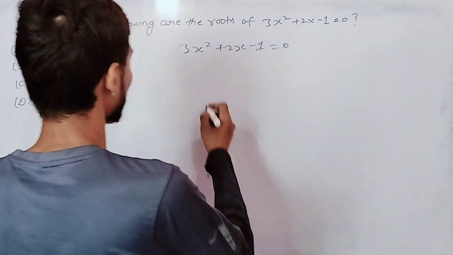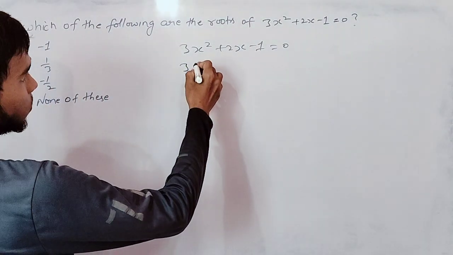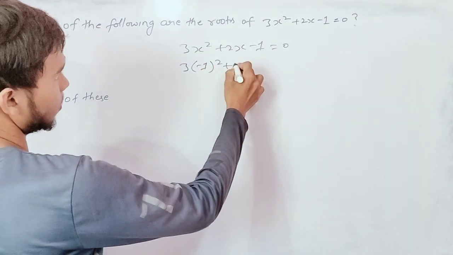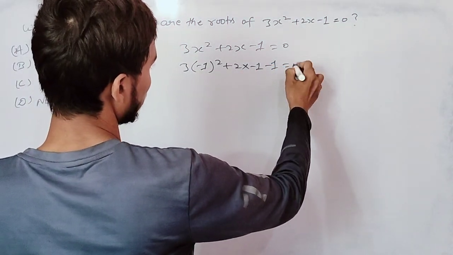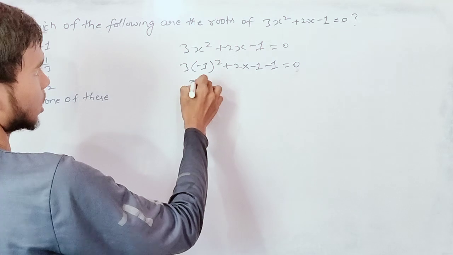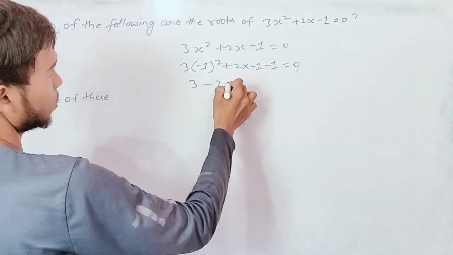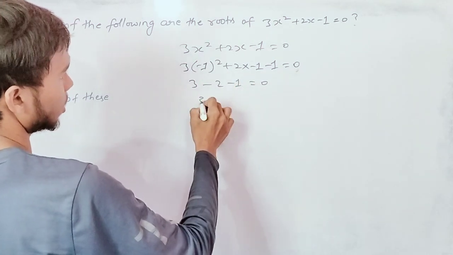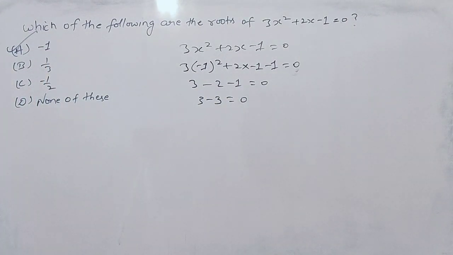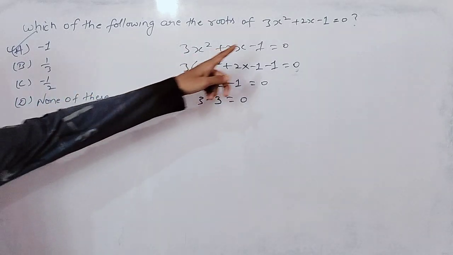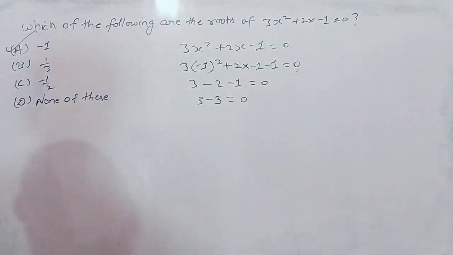Equal. So let's start. Minus 1: 3 minus 1 plus 2 multiplied by minus 1, minus 1 is equal to 0. So 3 minus 2 minus 1 is equal to 3 minus 3. Yes. So this is the root of this equation. Now if you put this, then you can see both will not be equal.